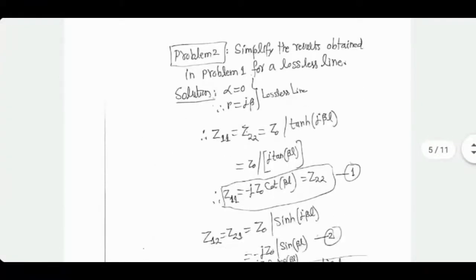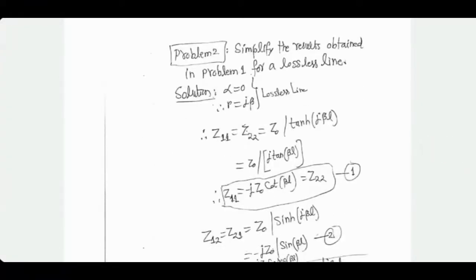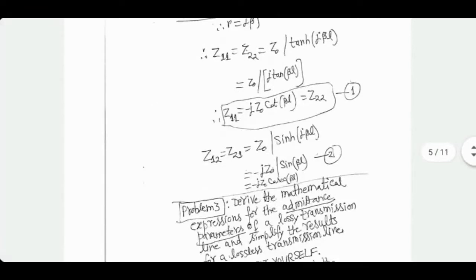Now, the next problem says simplify the results obtained in problem 1 for a lossless line. Simple. Gamma is now purely an imaginary number, j beta. So all the hyperbolics will go away and they will be replaced by circular functions. Z11 and Z22 were Z0 divided by tanh gamma L. Gamma is now j beta. So I think this will work out to minus j Z0 cot beta L. Please double check, make sure I'm okay here. And similarly, Z12 and Z21 turn out to be minus j Z0 upon sine beta L.